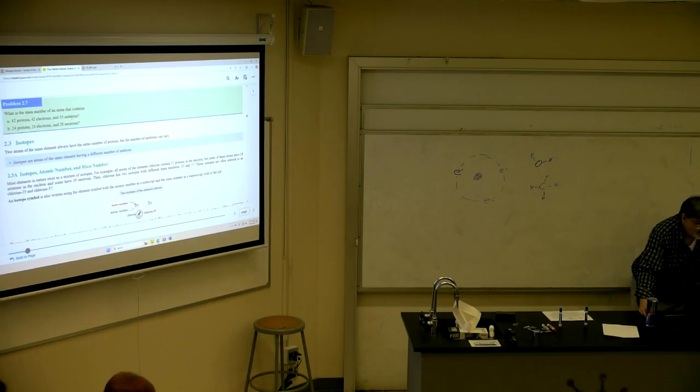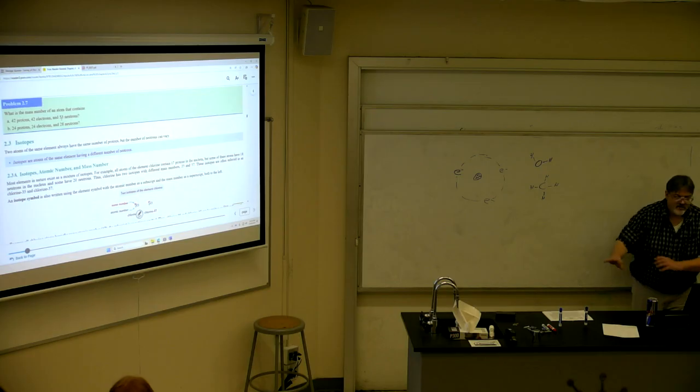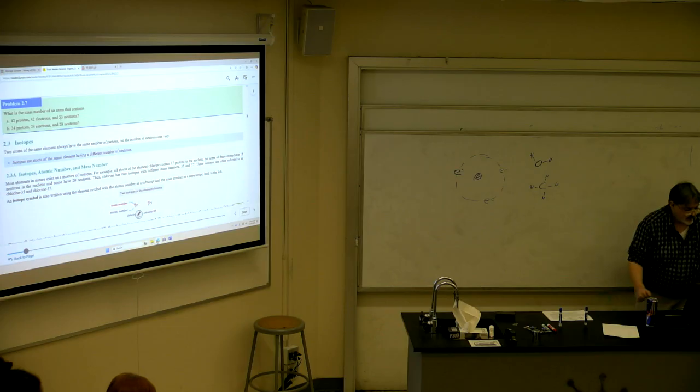What is the mass number of an atom that contains 42 protons, 42 electrons, and 53 neutrons? You would add the neutrons and protons, so 42 plus 53 gives you the mass number. We do this because the electron is about 1/1000th the mass of a neutron or a proton, and neutrons and protons weigh very close to the same. So the weight of electrons is negligible, so we call it the mass number because pretty much all the mass comes from the nucleus.